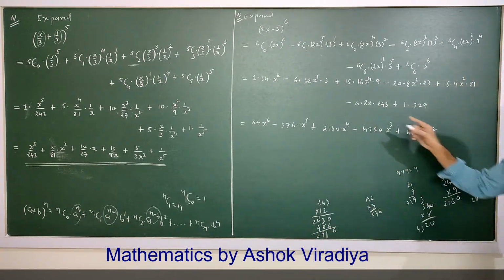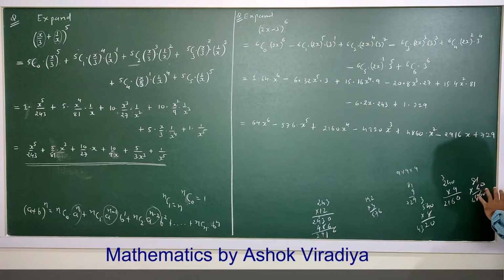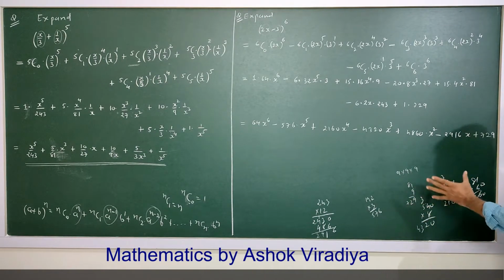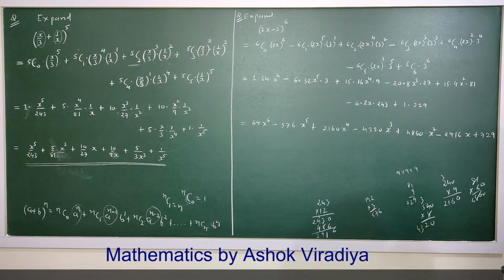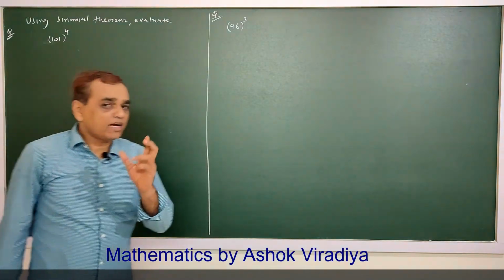2916 minus 2916x plus 729. This calculation can also be done by calculator, if a calculator is allowed. Now using the binomial theorem, evaluate 101 raised to 4 and 96 raised to 3. We want to find the value using the binomial theorem.